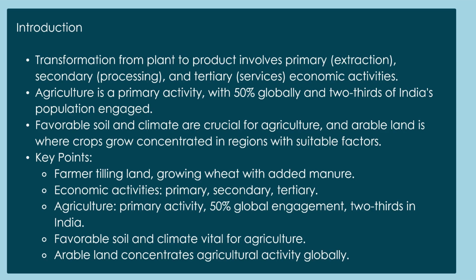Farmer tilling land, growing wheat with added manure. Economic activities: primary, secondary and tertiary activities involved. Agriculture, a primary activity, 50% of global engagement, two-thirds in India. Favorable soil and climate, vital for agriculture. Arable land concentrates agricultural activity globally.